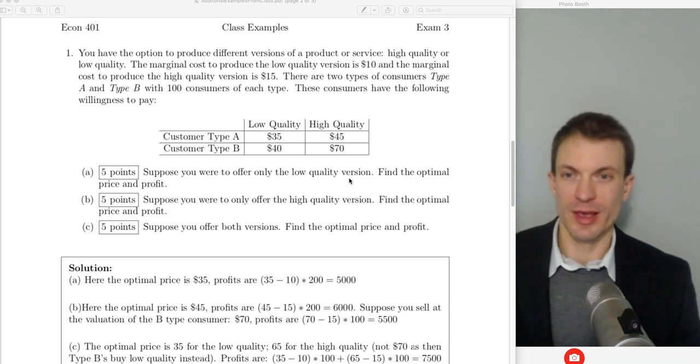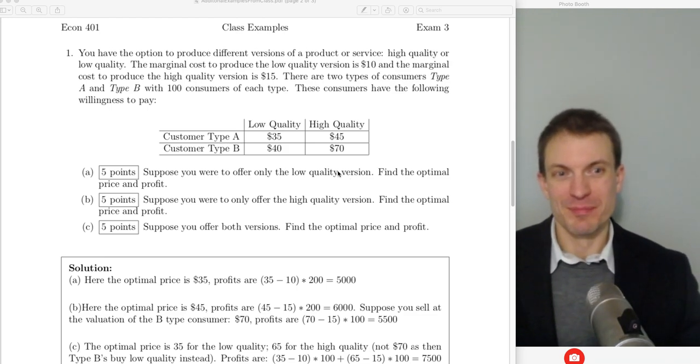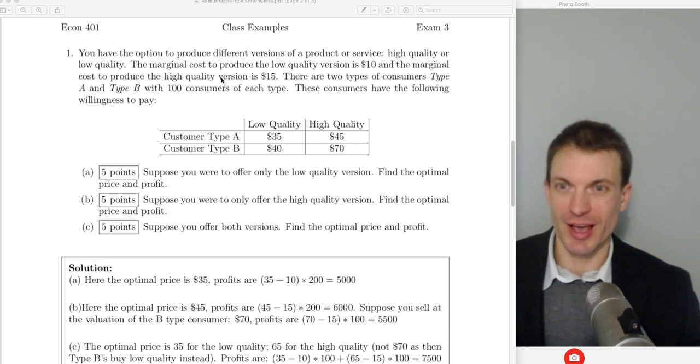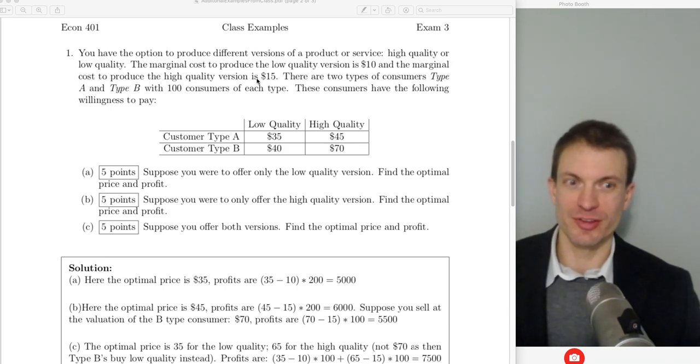You could think of Tesla. You could buy the short distance Tesla, or you could pay more and get the long range Tesla. It's the same car with a different line of code that's added. Anyway, the marginal cost to produce the low quality version is $10. The marginal cost to produce the high quality is $15. We're not talking about Teslas anymore.